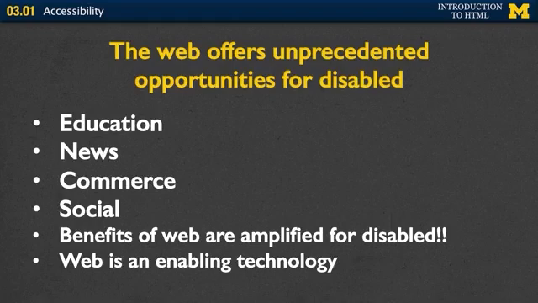And of course, the social benefits of the web are easy to see. So many people have created more friends online than they actually have in real life. So the benefits of the web are amplified for the disabled. People who before could not access education, news, commerce, or social interaction are now able to do that. So the web is an enabling technology, and we want to make sure that we continue to make it so. So hopefully I've convinced you just from a human standpoint that it's important to make your web pages accessible.